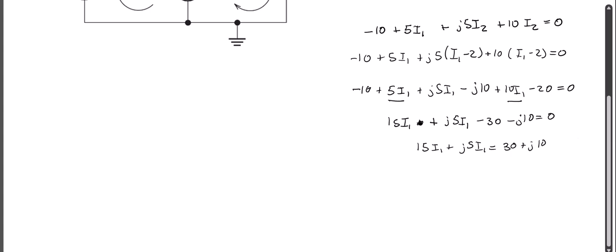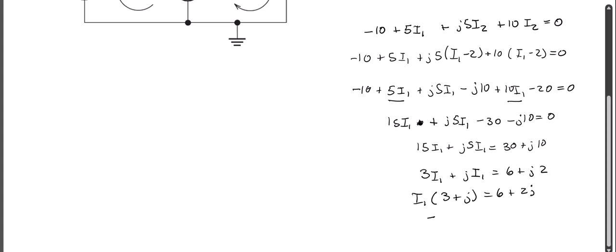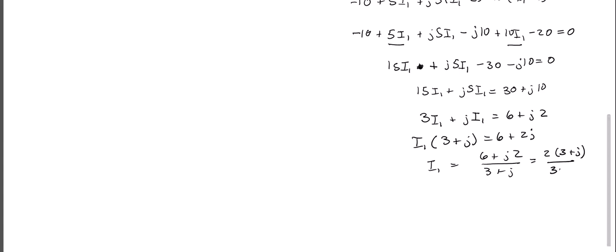I'll divide everything by 5 because I can. 3I1 plus jI1 equals 6 plus j2. I1, factor that out, and I get (3 plus j) I1 equals 6 plus 2j. Am I this lucky? I1 equals (6 plus j2) over (3 plus j). Notice if I factor a 2 out of that, I get (3 plus j) over (3 plus j), so I1 equals 2.